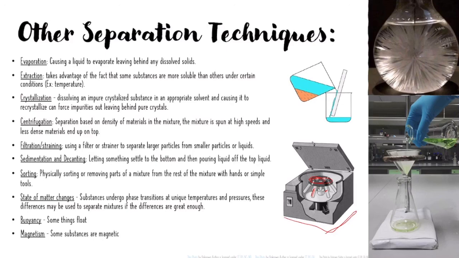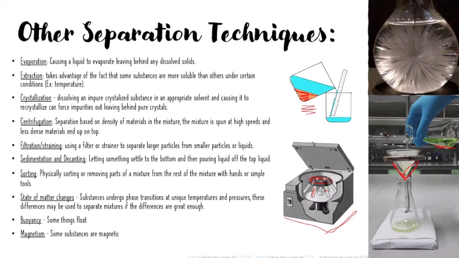You could filter or strain something. So this person right here is pouring this green solution into this filter and hopefully collecting something that's in that green solution. Sedimentation and decanting. If you have a suspension, you can let the particles settle to the bottom and then pour the liquid off the top, kind of like what's happening here. When we pour that liquid off of the top of a more dense substance, that's also called decanting. So sedimentation and decanting can kind of work together.